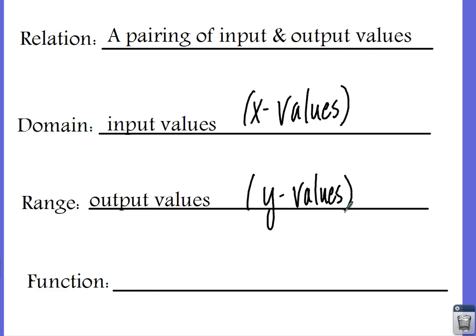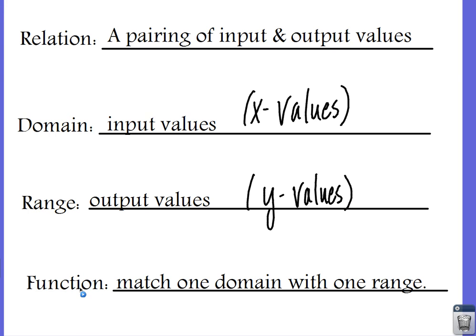And a function, and this is where the important part comes in, a function is a match when you match one domain with exactly one range. Now, I will tell you that it can go to the same range, but each domain item can only have one. And I'll give you an example of that. So let's take a look at the next one.